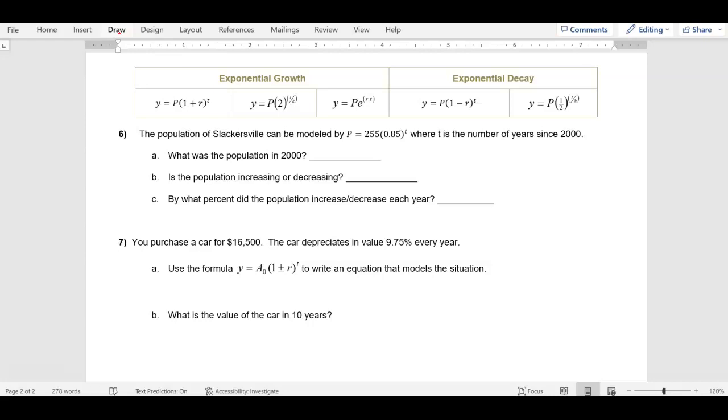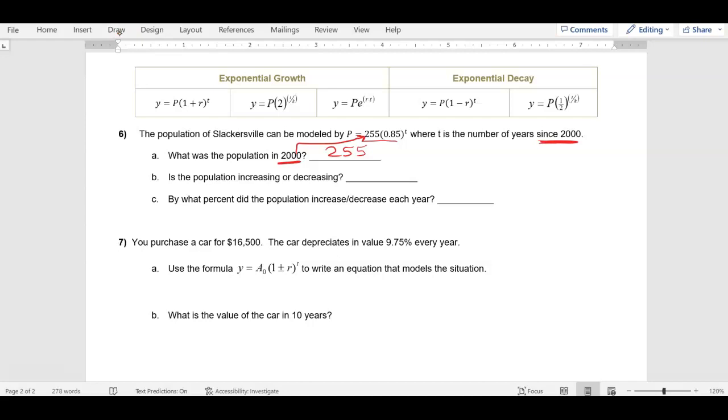Okay. So the population of Slackersville can be modeled by this. We already have the model. T is the number of years since 2000. What was the population in 2000? If this is years since 2000, that's the beginning. And what was the population at 2000? That's going to be your starting amount right here, your initial value. So you get 255.